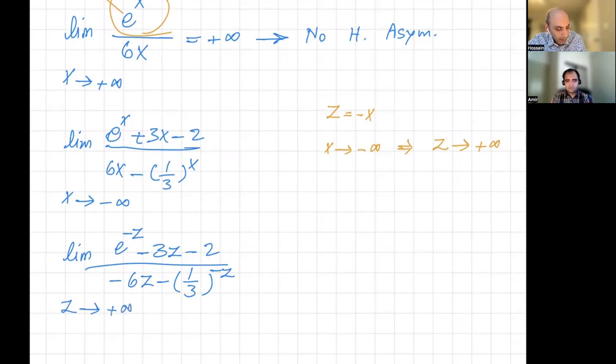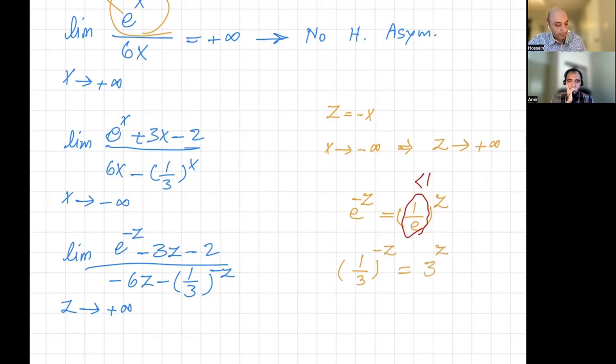Now I have e to the minus z, so I can rewrite that as 1 over e to the z, and this 1/e is a value less than 1. In the denominator, I have 1/3 to the negative z, so I can rewrite that as 3 to the z.